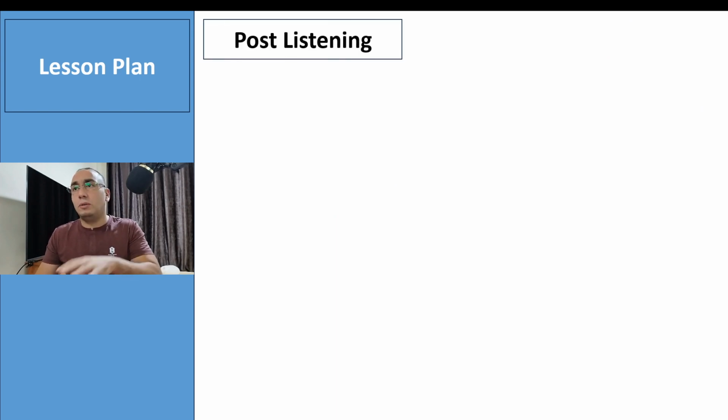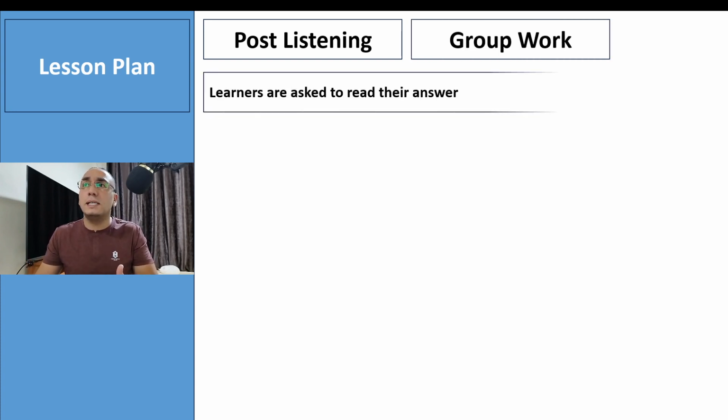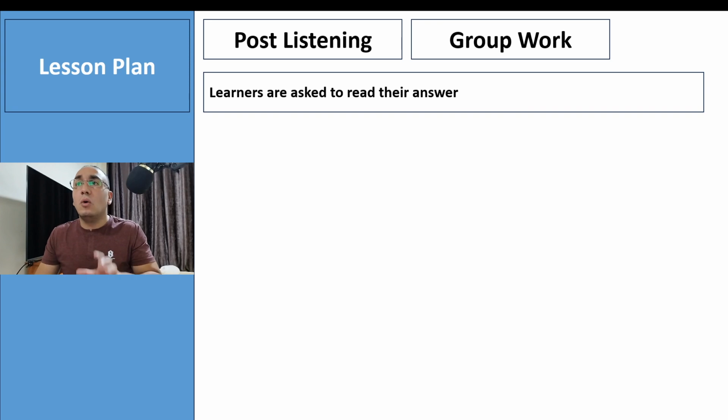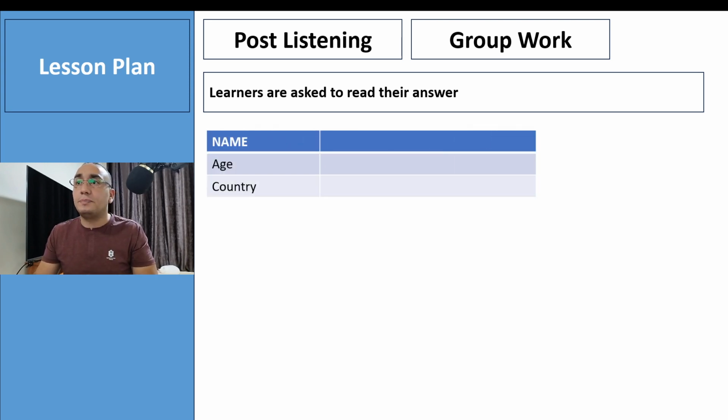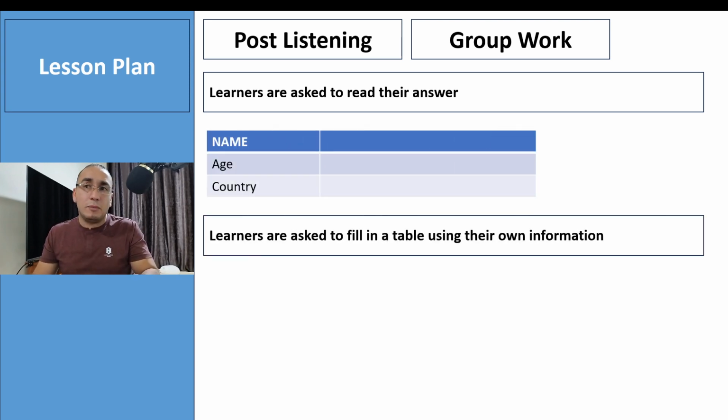Now let's talk about the post-listening, because we did the pre-listening and during listening, and now the post-listening is also supposed to be group work. What are we supposed to do? Now you are asked to check the answers of your learners. Either, for example, each group presents their work to you, or you go to each group and check their work. So this is what's going to happen.